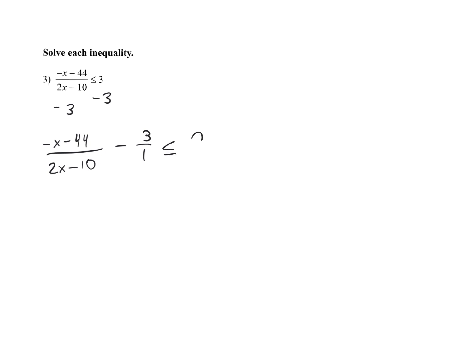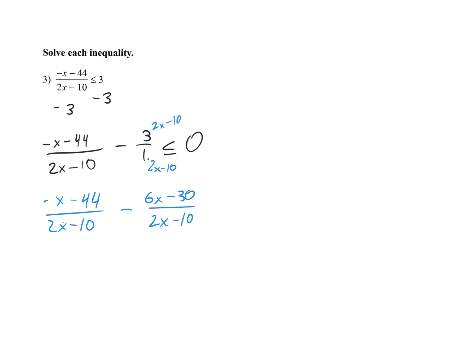less than or equal to 0. Now, next major step is going to be to combine these two together, so of course we need common denominators. Let's multiply our second fraction by 2x - 10 on top and bottom. And we get something like this: (-x - 44)/(2x - 10) - (6x - 30)/(2x - 10) is less than or equal to 0.